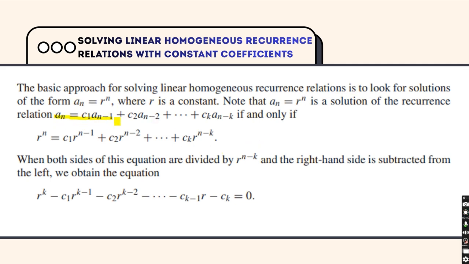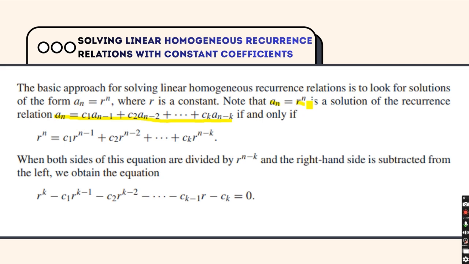So here we have a_n equals c1 a_(n-1) up to ck a_(n-k). You can think of this as a recipe where each new term is made from mixing previous terms with fixed amounts. And to solve this type of recurrence, we will replace a_n with r^n. This is not just a random solution. It makes the equation easier to handle.